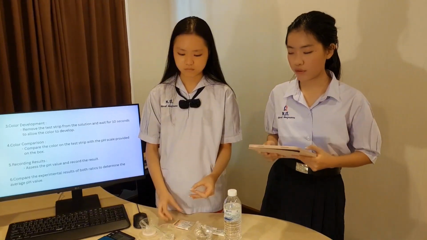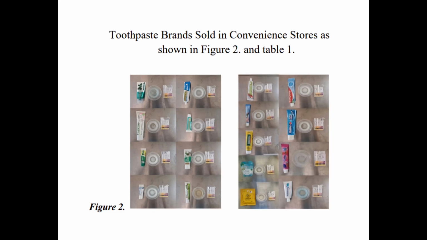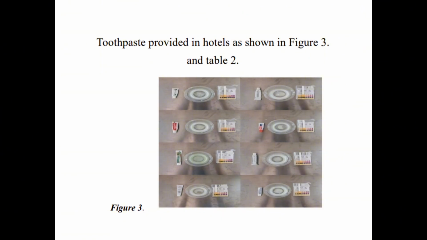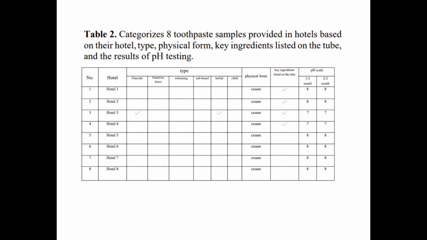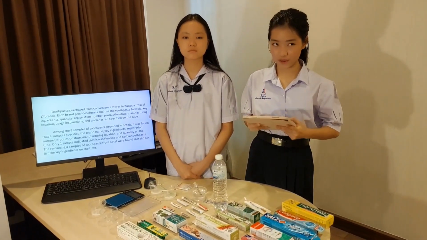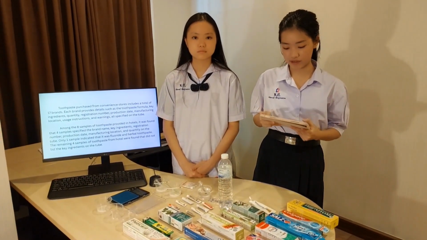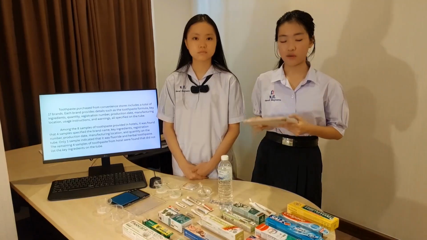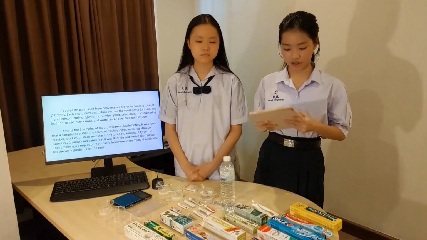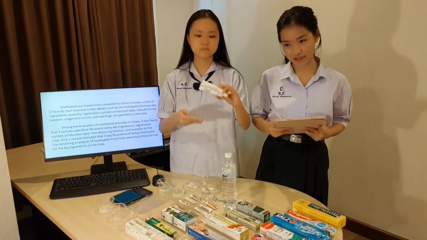Now, let's move on to our results and discussion. Toothpaste purchased from a convenience store includes a total of 17 brands. Each brand provides details such as the toothpaste formula, key ingredients, quantity, registration number, production dates, manufacturing locations, usage instructions, and warnings, all specified on the tube and on the box.